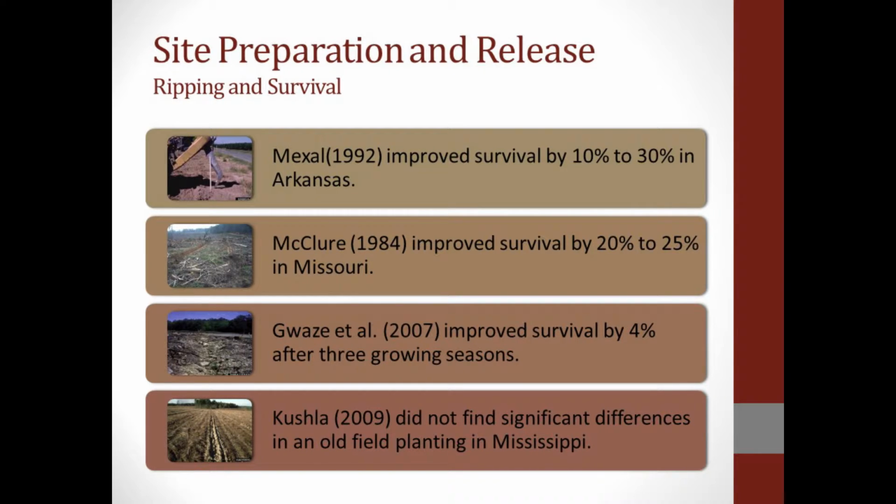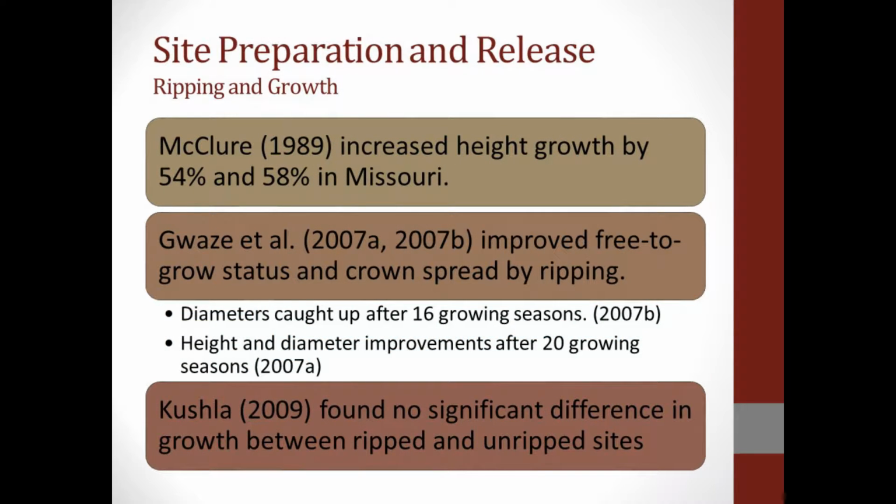However, that was a machine planted field, and the coulter on the planting machine was about the same depth as the ripping shank, so the two couldn't necessarily be compared. That's kind of where that discrepancy comes from. If we look at growth, again, we see good results.